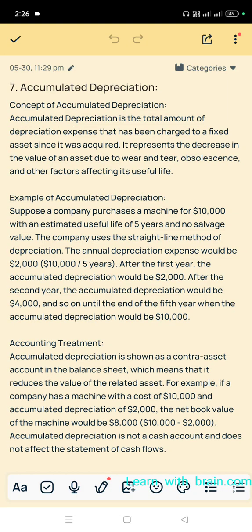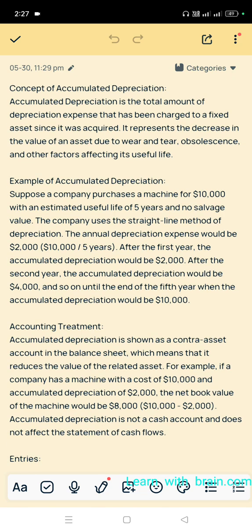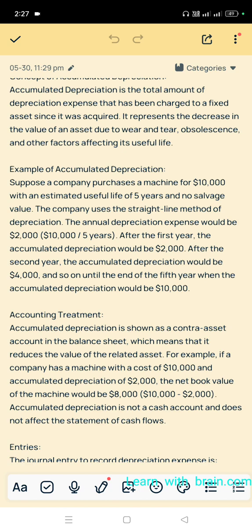So now we go for the meaning of accumulated depreciation. It is the total amount of depreciation expense that has been charged to a fixed asset since it was acquired. How many years since acquired? 2 years. So per year 2,000, for 2 years 4,000. And so on until the end of the 5th year, when the accumulated depreciation would be 10,000.